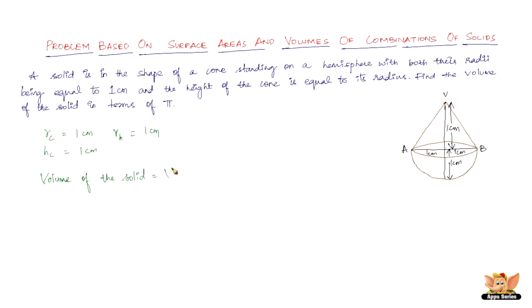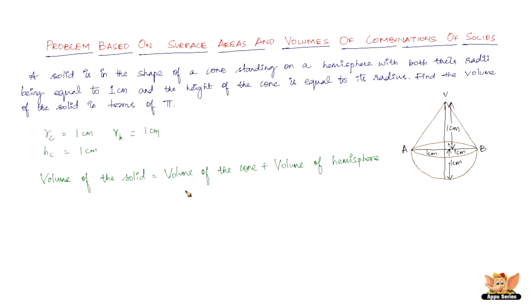Volume of the solid equals volume of the cone plus volume of hemisphere. The most important thing to be remembered here is they need it in terms of pi. That means you're not supposed to substitute the value of pi. You're supposed to take the pi as it is.